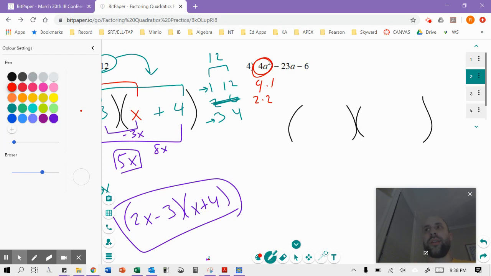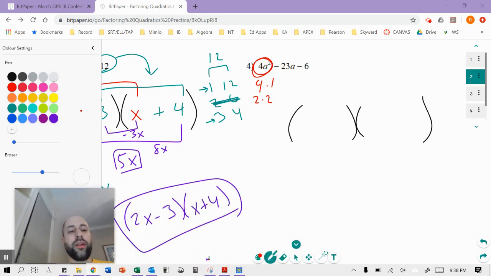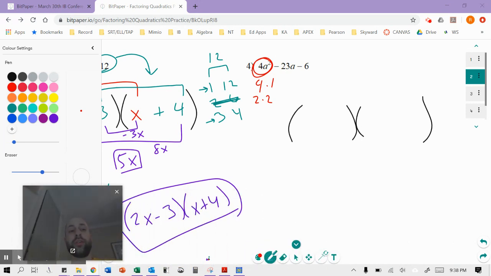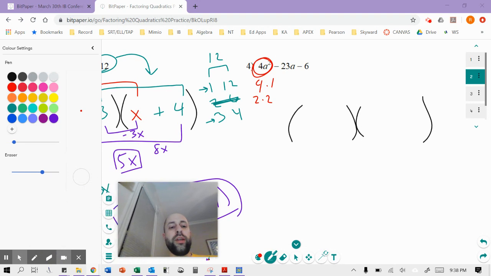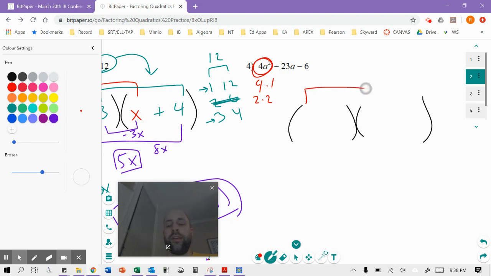So this is where the checking is even more prevalent. There's a lot more to check potentially. And again, this is where the more you practice, the better feel you'll get for what you're doing. But let's just go ahead and start guessing. And again, it's the 2 first terms that get me the 4a squared. So I'm just going to go ahead and guess 4a and a.